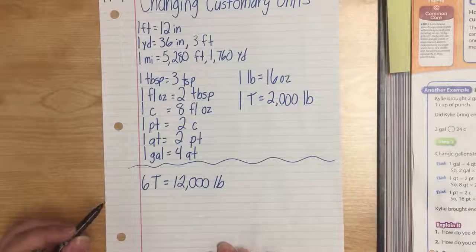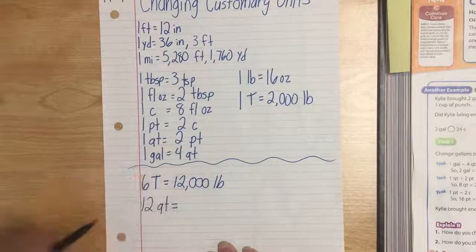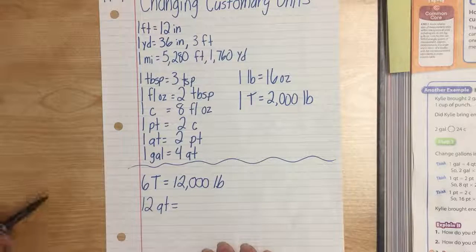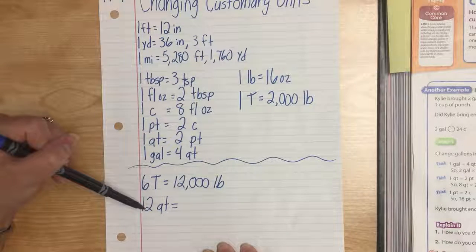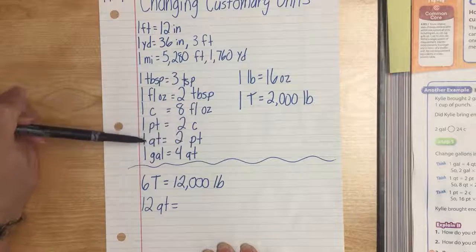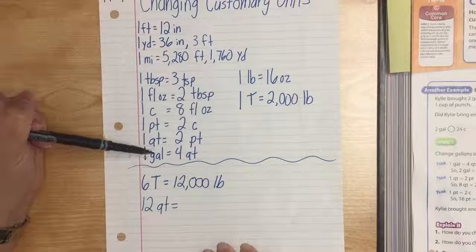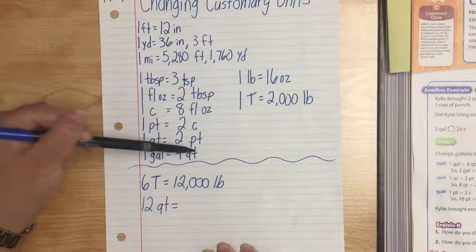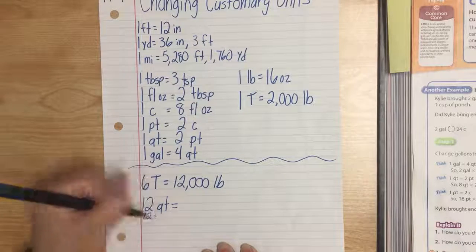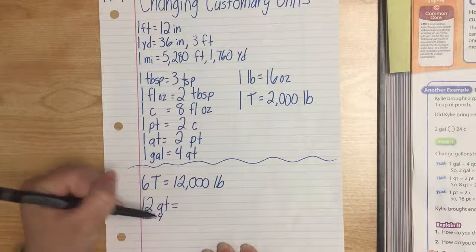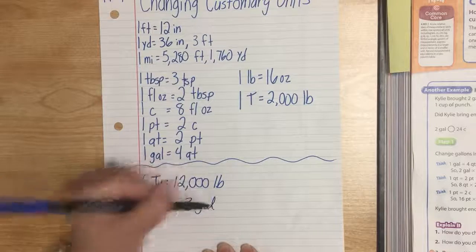Okay, what about 12 quarts into a gallon? What am I going to have to do there? I'm going to have to divide this time because I can see that 1 quart is 2 pints, and 1 gallon is 4 quarts. I'm almost flip-flopping it: 4 quarts is 1 gallon. So this 12 divided by 4 equals 3. So 12 quarts is 3 gallons.